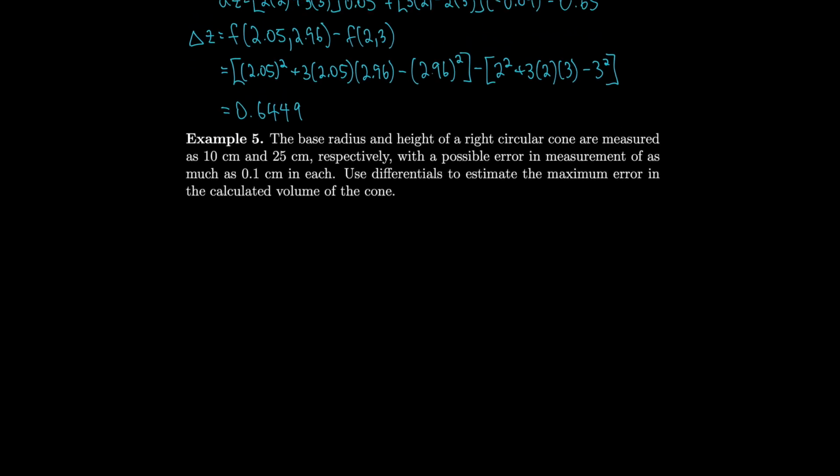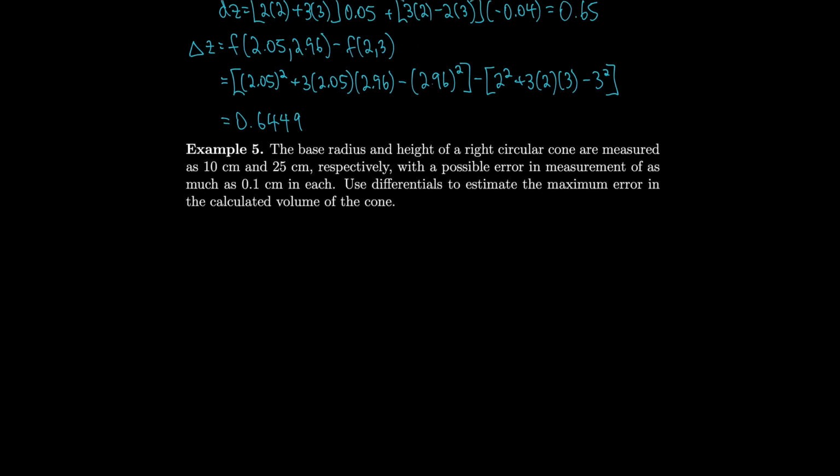So let's take a look at this example. We have the base radius and height of a right circular cone measured to be 10 centimeters and 25 centimeters, respectively. There's a possible error in measurement of as much as 0.1 centimeters in each. Let's use differentials to estimate the maximum error in the calculated volume of the cone. So the volume of a cone, remember, is pi r squared times the height divided by 3.